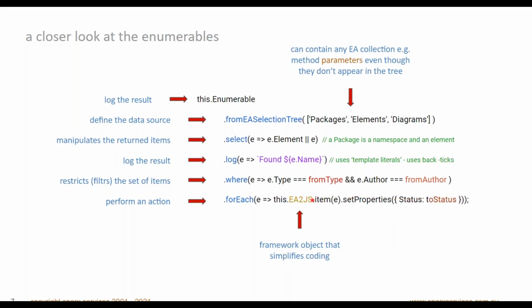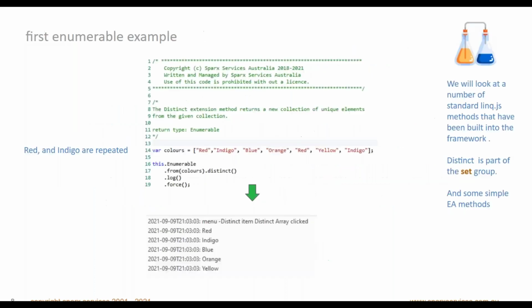Now, this is using a framework object that simplifies coding. We have introduced this object because we want to simplify some of the properties. Most of the time, we don't touch any of the Enterprise Architect methods. We don't wrap them up, and there are occasions when it's easier to do this. Let's have a quick look at the first enumerables example.